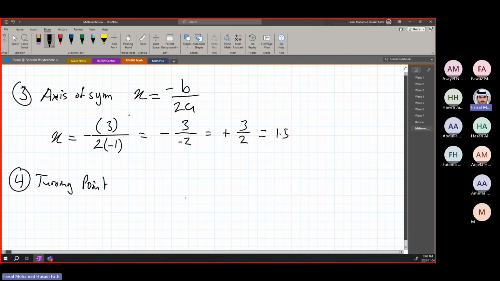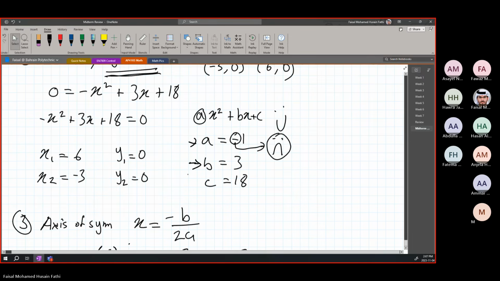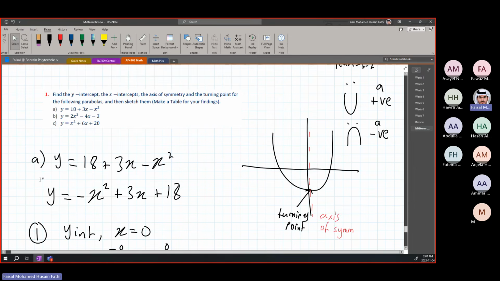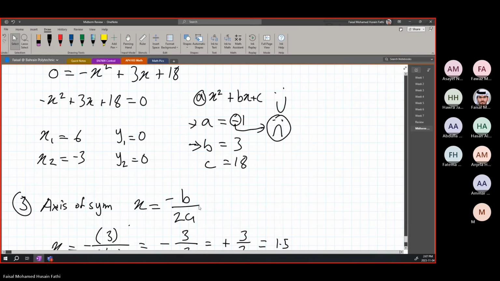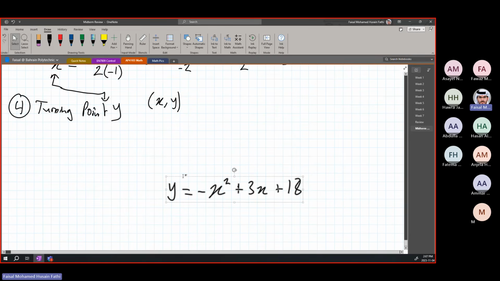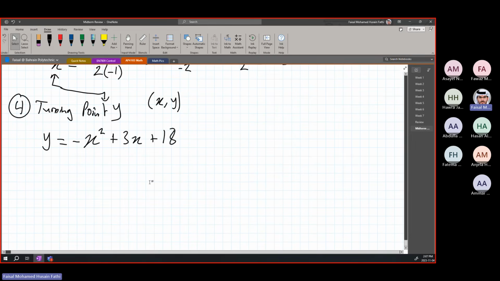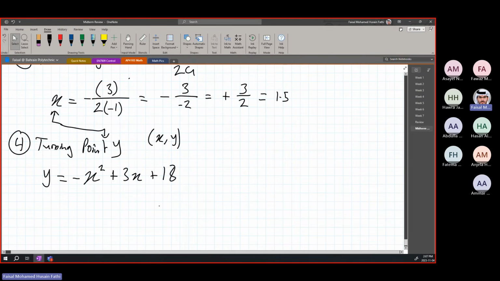Our turning point is substituting x in the equation, using this x to find y, so we find our xy coordinate. All right? To do that, we just take the same exact equation here. We're just going to substitute this x value, 3 over 2 or 1.5, for the x's in here, and we'll find the y value.